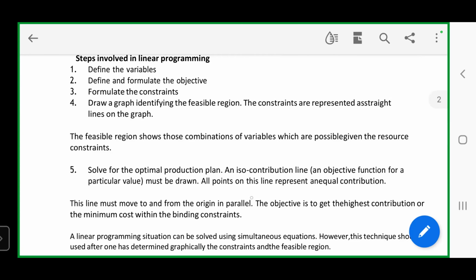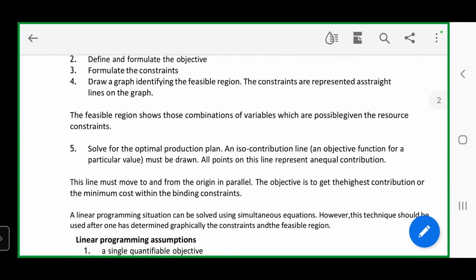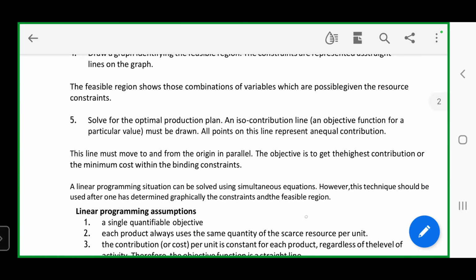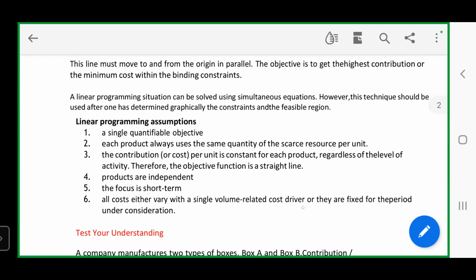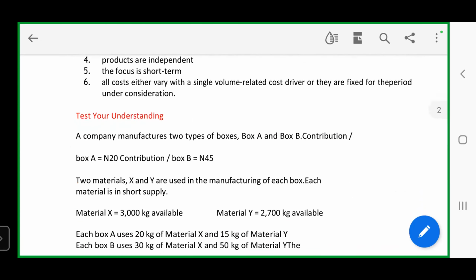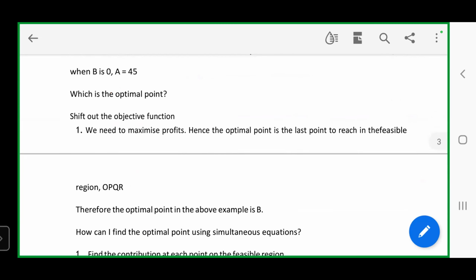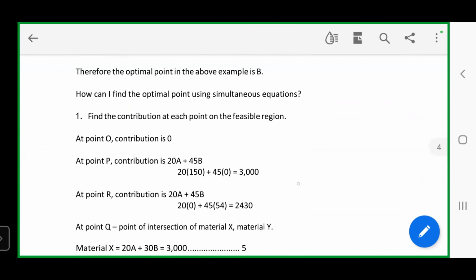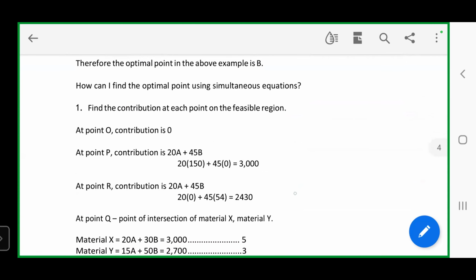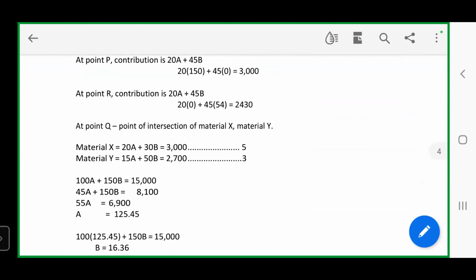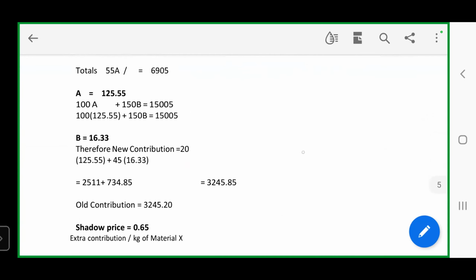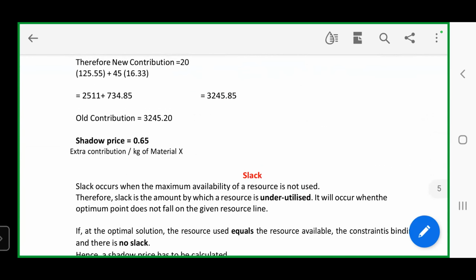After that, we draw a graph to demonstrate the feasible region, which is the solution variables. After which we calculate or solve our optimal production plan. In our class yesterday, we were able to do that using the linear programming method, and we also used a graphical method, as well as calculated the shadow price, otherwise known as shadow cost, which is the cost of adding an additional 1 unit to the variables.